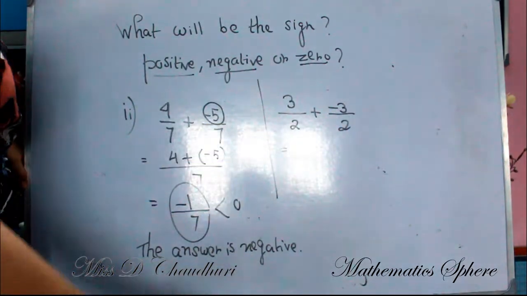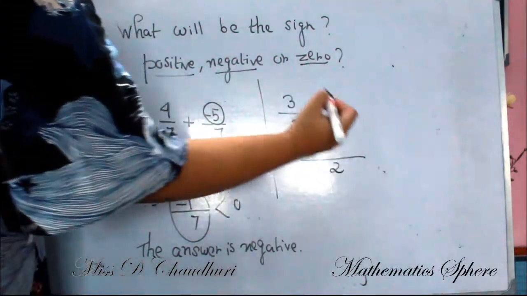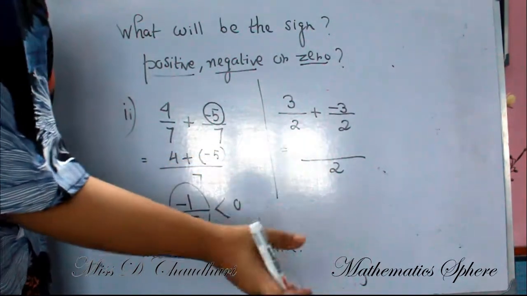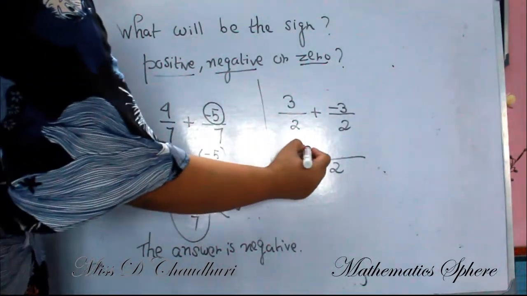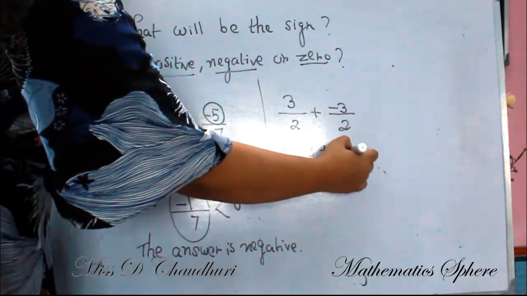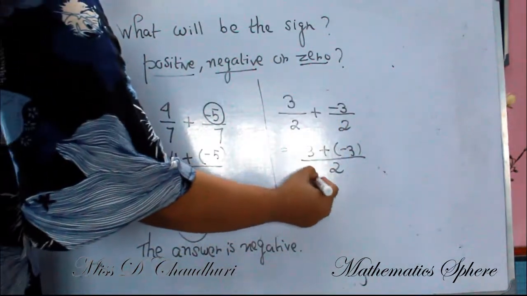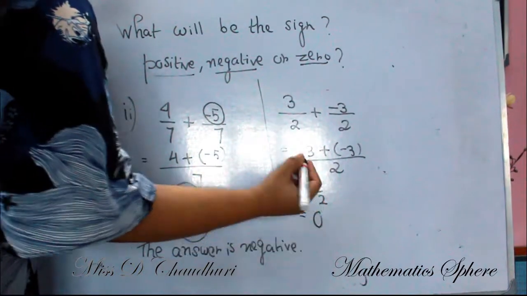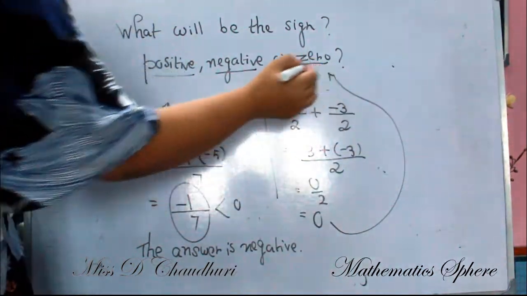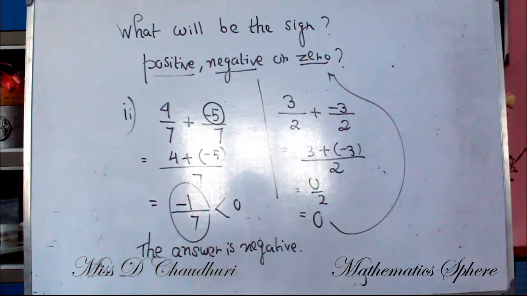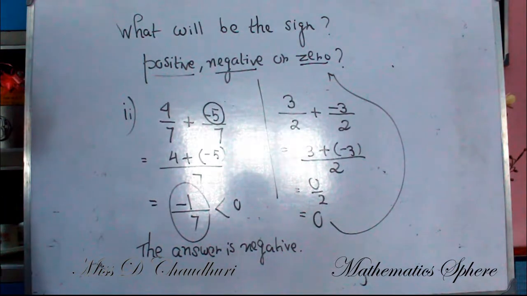So here if you take 2 common, means if you take 2 as the common denominator, this is 3 plus minus 3. So ultimately we know 3 plus minus 3 means 3 minus 3. It is 0 by 2. So this is ultimately 0. So you will write the answer is 0. So this type of small sums, if given, you will solve in this way.